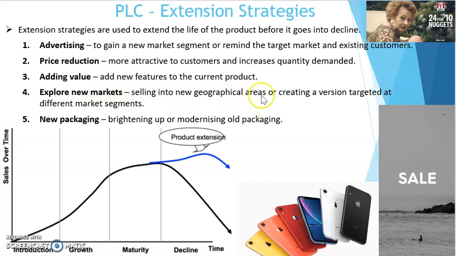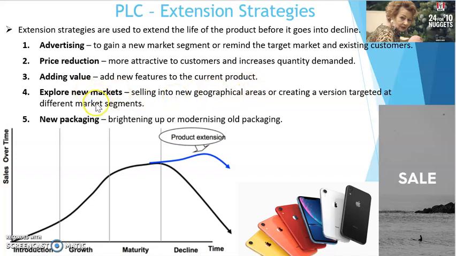Exploring new markets, absolutely. So two features of this is one, it's selling into new geographical areas. So perhaps we might have had a product that was selling very well in Europe, and then as sales have started to fall in Europe, the business has gone to look into other markets. They might have come down under to Australasia, or they might have gone into Africa or North America or Asia, looking to explore a new market from which the business can sell their product into.